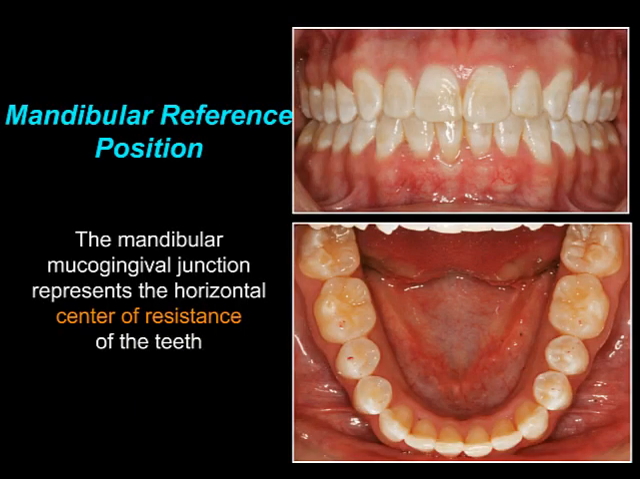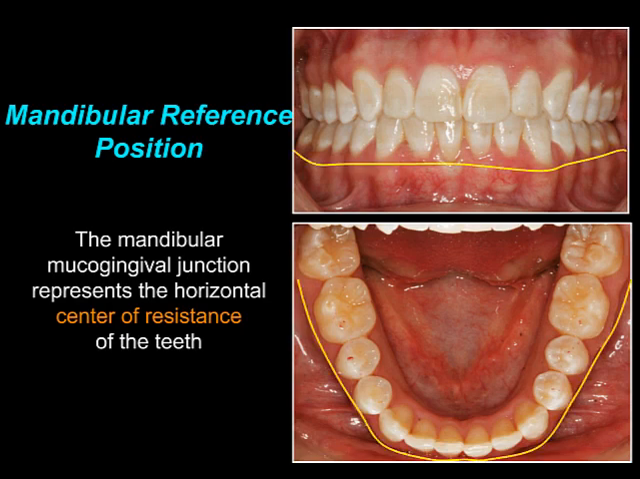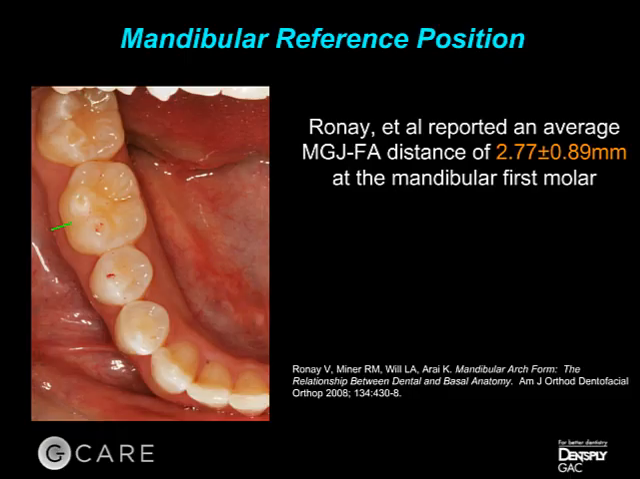So back to the mandibular reference position using the mucogingival junction. This is something that we can readily see in the mouth, and as was shown from the Katona article, this represents also the level of the horizontal center of resistance of the teeth. So once we have this reference position, we can start looking at the teeth now and saying, well, how do the teeth relate to this position?